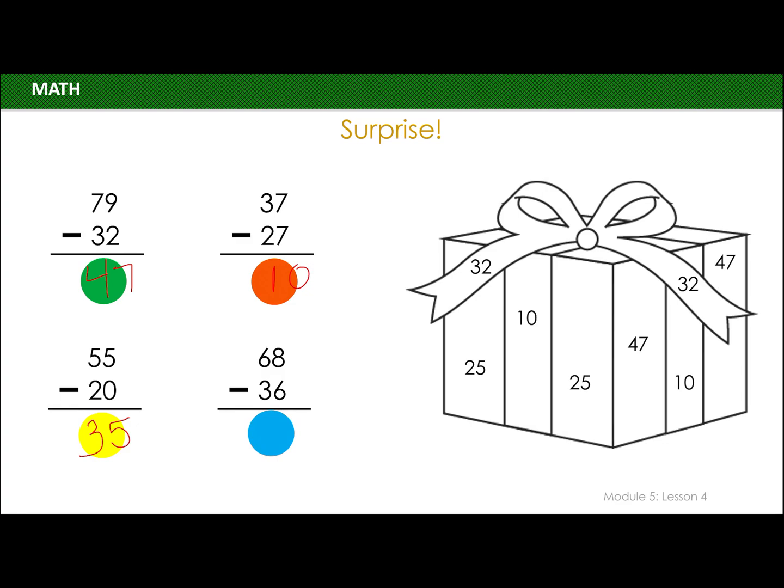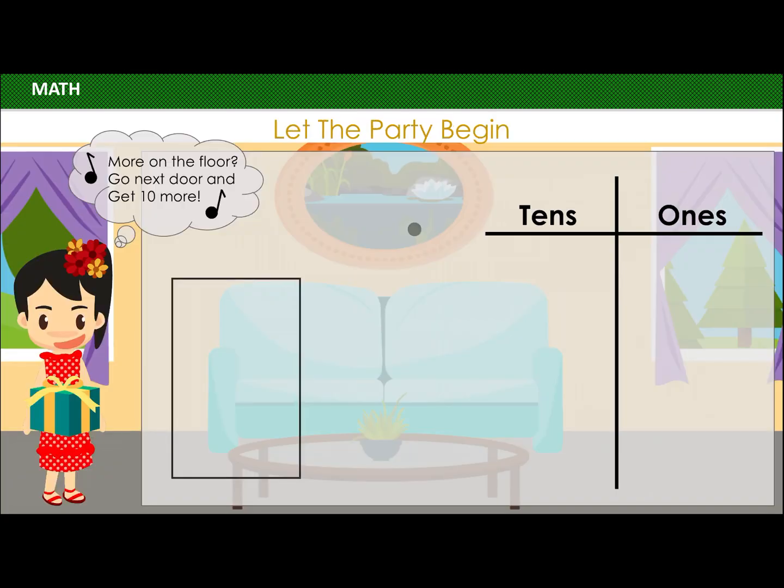My last problem is 68 minus 36. So I start with my ones. I do 8 minus 6, which is 2. And I do 6 minus 3, which is 3. So my answer is 32.